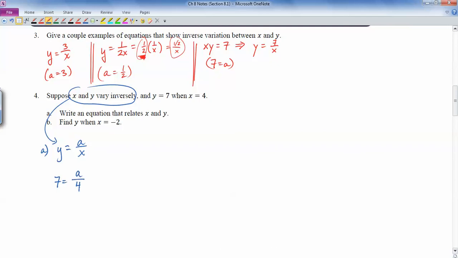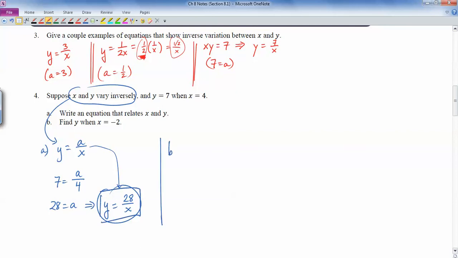And then if I multiply both sides by 4, I can get a. So a ends up being 28. And so that's not the equation that relates x and y. The equation that relates x and y is going to be y equals 28 over x. I'm just plugging it back into here. Actually, let me take away that box, because that's not really the answer here. This one's the answer.